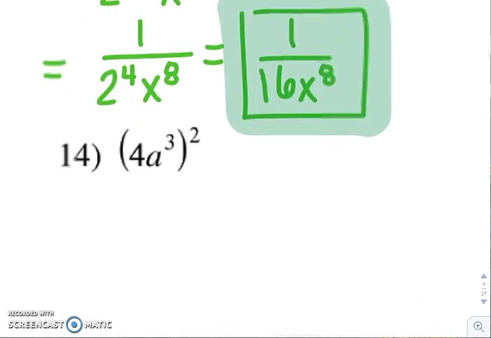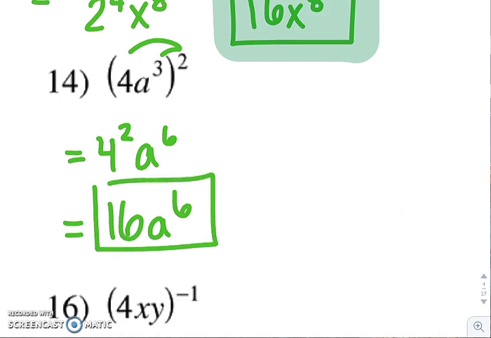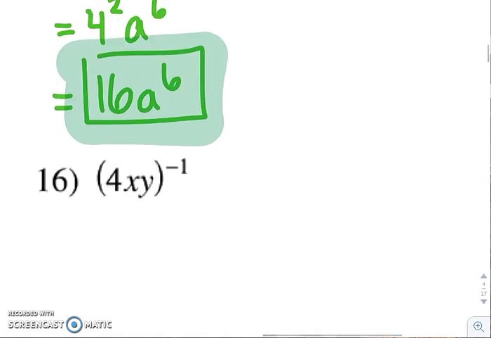Okay, so how about 14? So really we're just using these properties, and if we have a negative exponent, we need to fix that so that all of our powers are positive. So 4a cubed to the 2nd power, that 2nd power will get distributed in there to the 4 and the a. The number or coefficient gets the power. Powers get multiplied. So 3 and 2 will get multiplied, give you 6. So what is 4 squared? 16a to the 6th. No negative powers. That can be our final answer.